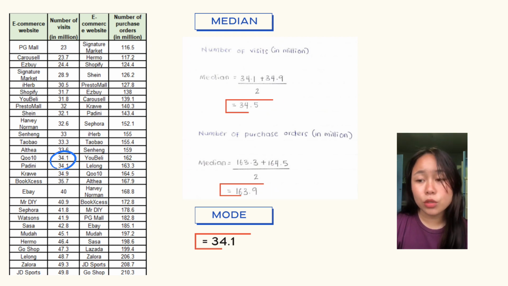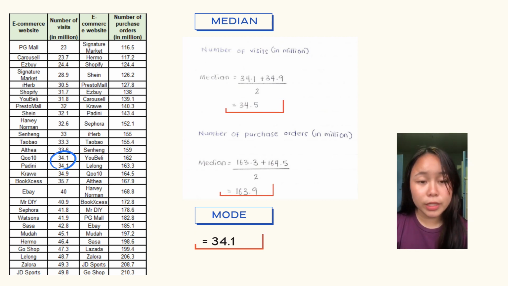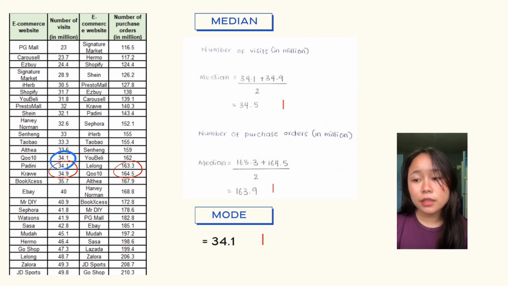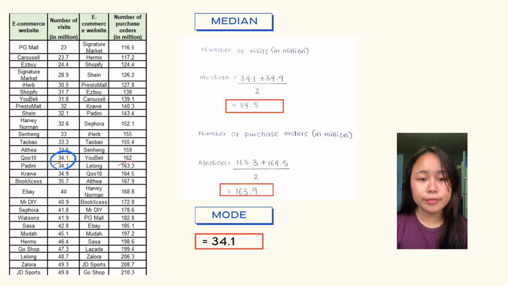The last one is the mode. To get the mode, you need to find the most frequent number in the data. So my answer for the mode is 34.1.